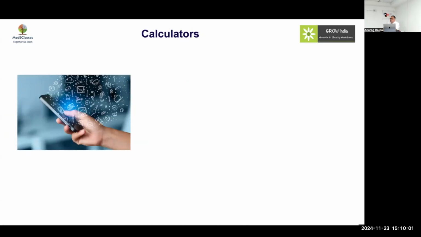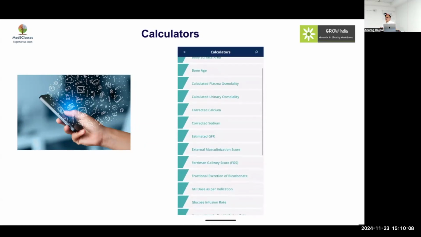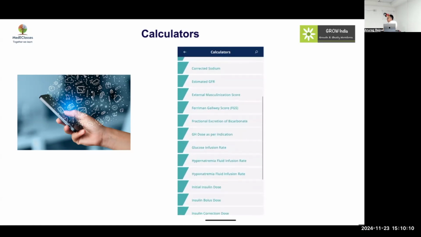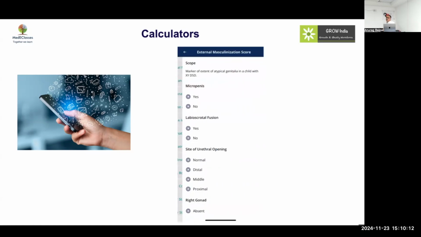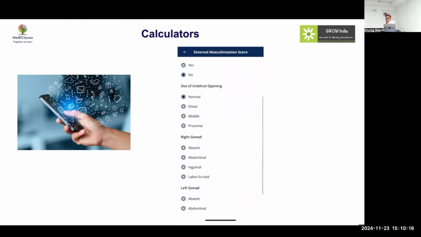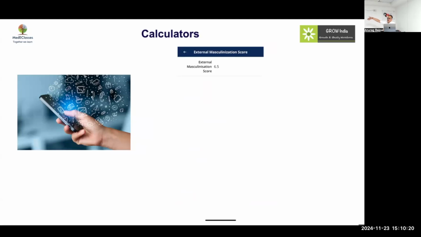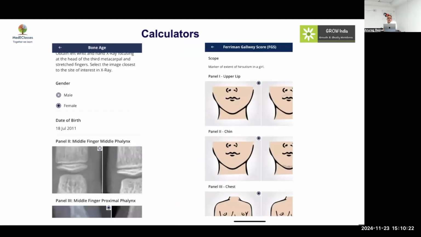Many times in pediatric endocrinology and other aspects, you want instantaneous calculation of things. And this is something which we have provided. And this is not only a simple calculator, it is also helping us with scoring systems. So like the external masculinization score, often people will forget. Those who are not using it regularly won't remember. So here you will get what exactly you have to input and you will get the result.